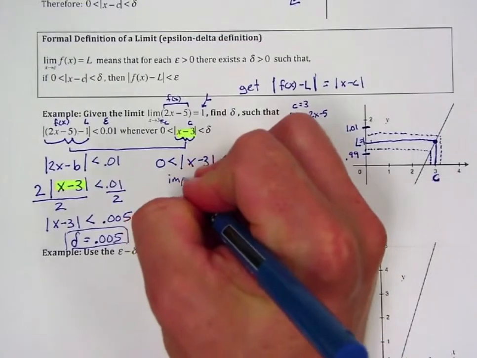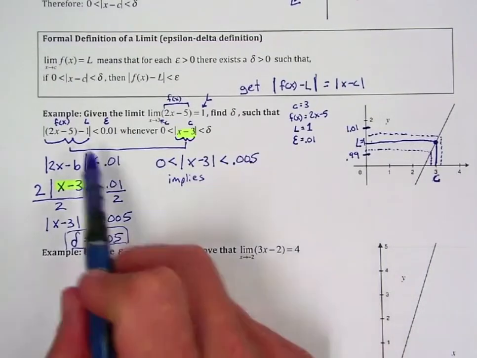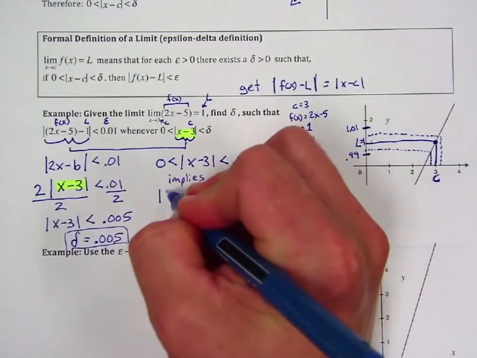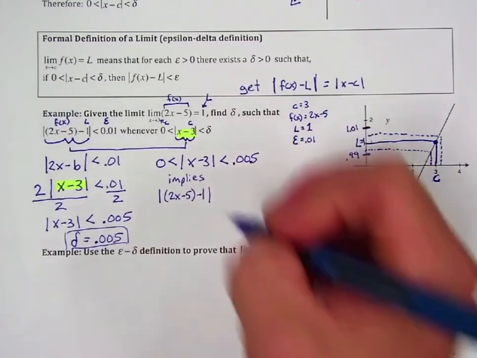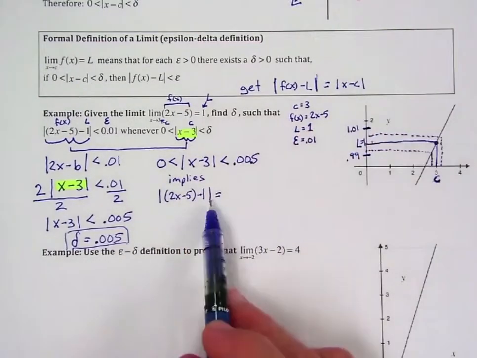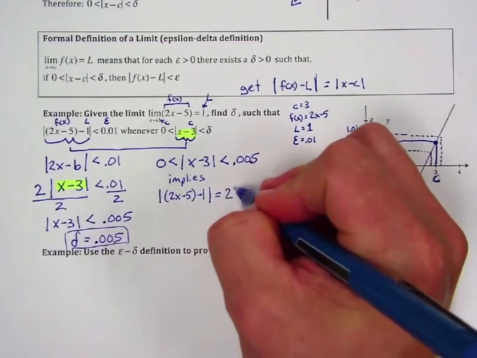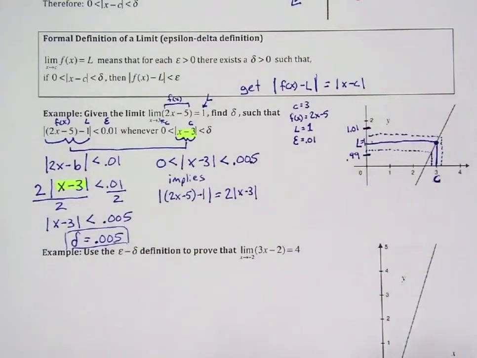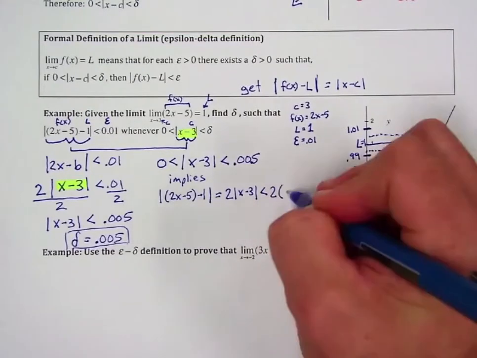Now this implies, and this is going to feel where we're just going backwards. We're almost restating exactly the same thing. So this implies, and we're going to rewrite this part, the absolute value of f of x minus L. So 2x minus 5 minus 1. And then we're going to equate it to everything that we did over here. So it's 2 times the absolute value of x minus 3. And we're going to say that's less than 2 times our 0.005.